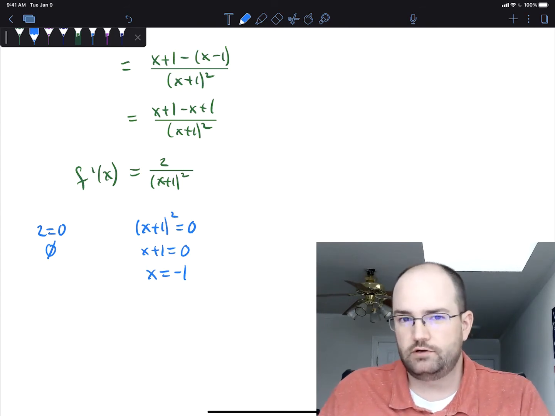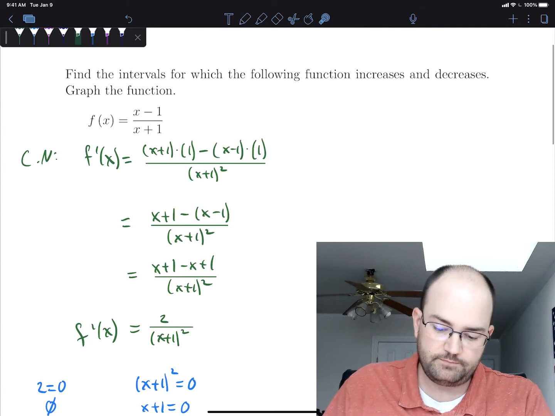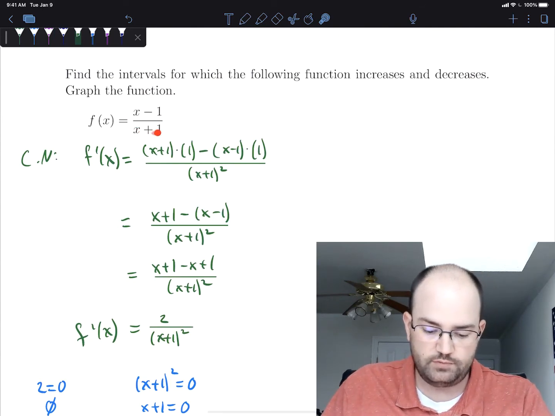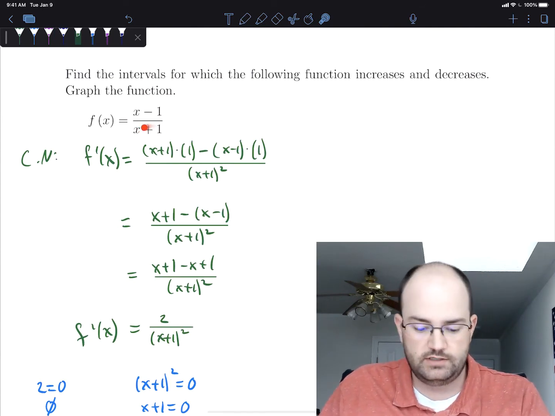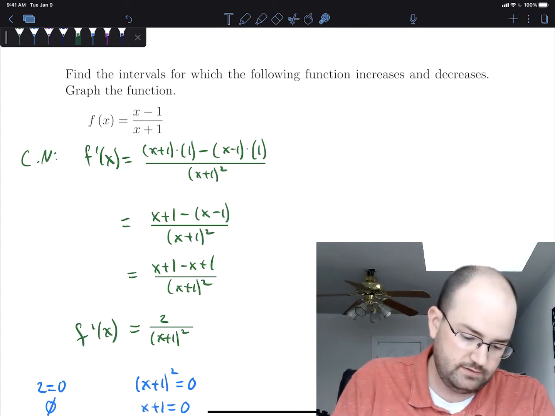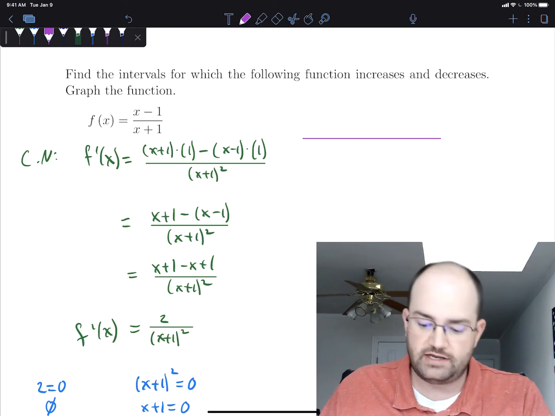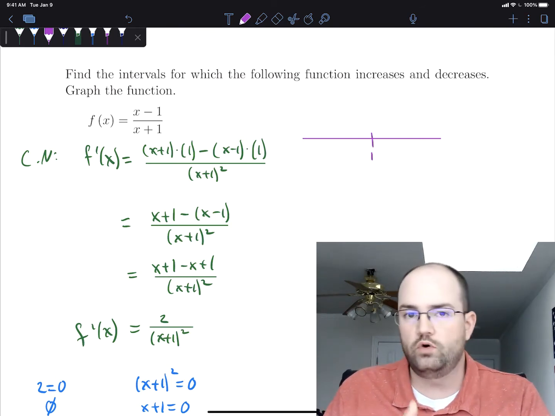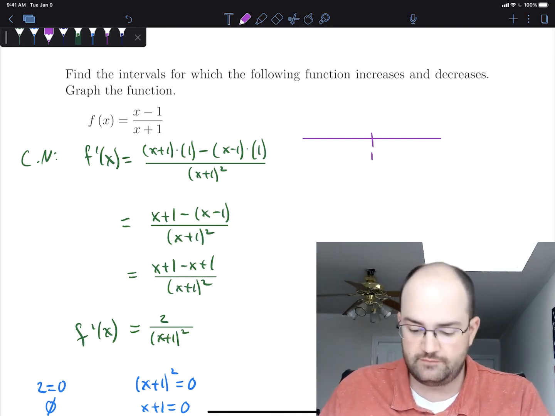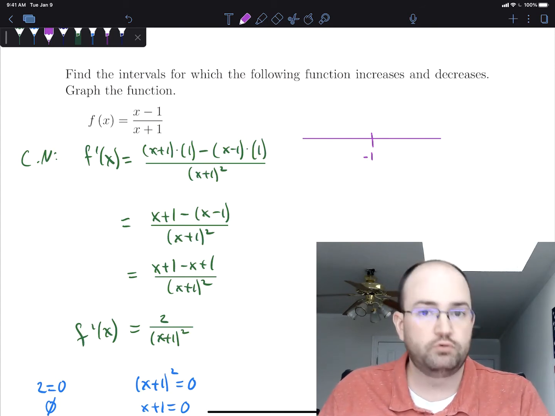But that's only a critical number if it's in the domain of the function. Notice that if I put this in the function, negative 1 plus 1 is 0. So we're dividing by 0, and that's a problem. So this technically is not a critical number. However, because it isn't part of the domain, it still can break up the number line itself. So the negative 1 is not a critical number, but it is still an important number.